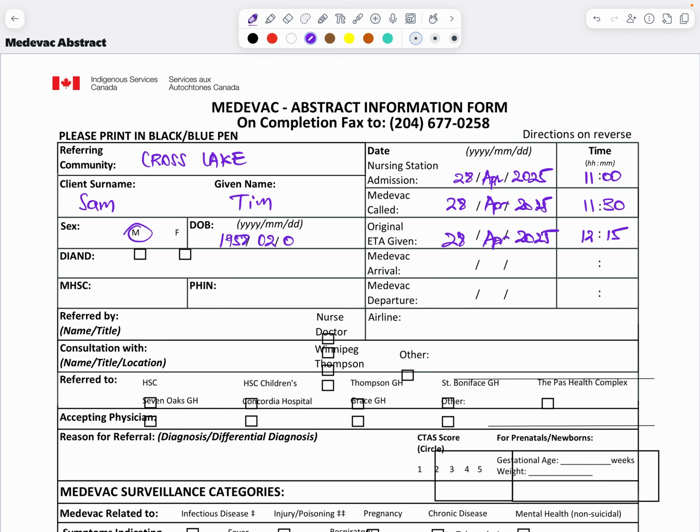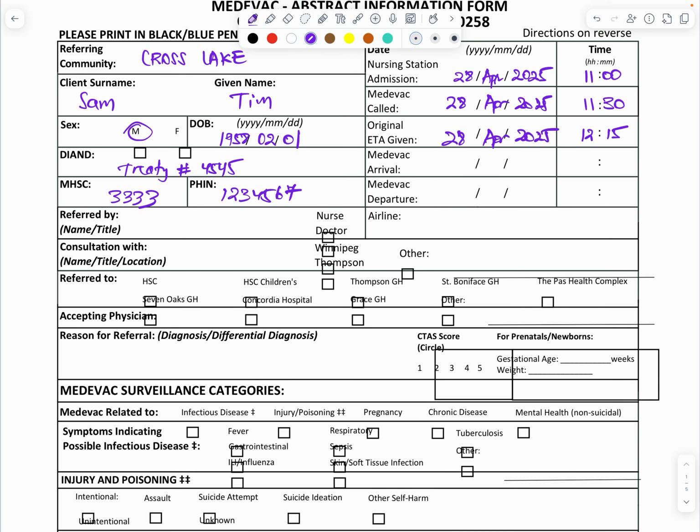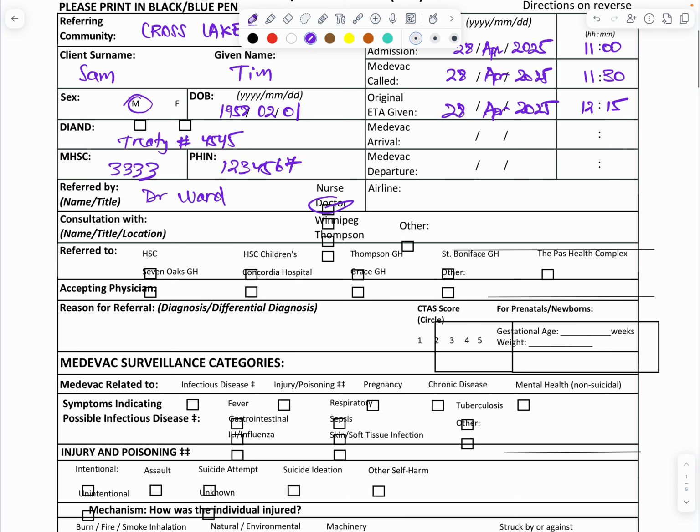Let's give him February the 1st, right? And here is where we're going to put his treaty number, which is 4545. His FIN number, let's say it's 1234567, and his MHSC number, let's say is 3333, right? He was referred by Dr. Ward, right? And this is a physician. We don't have the information about the airline yet. The consultation, let's say Thompson, right?